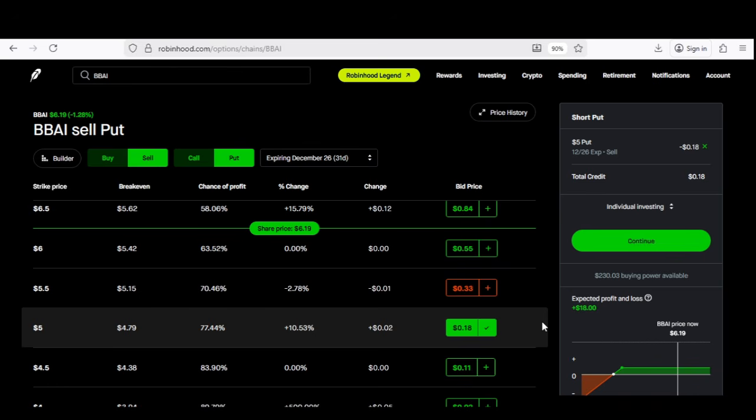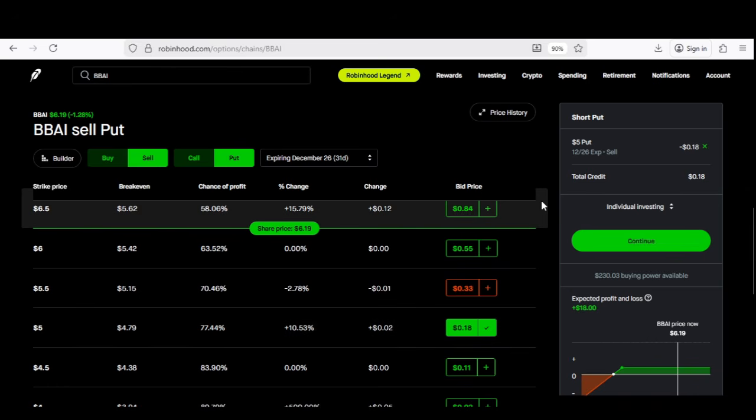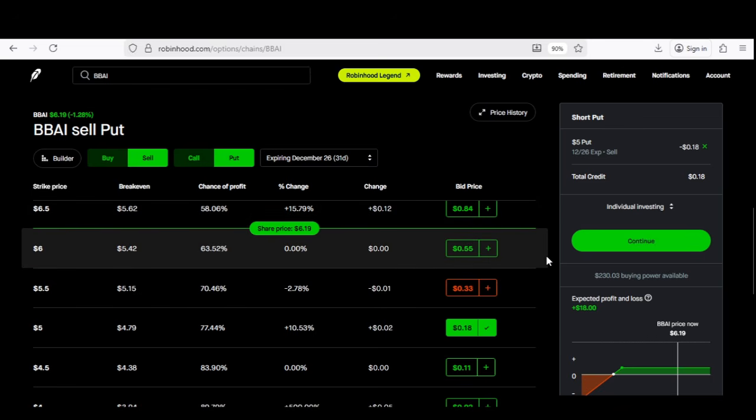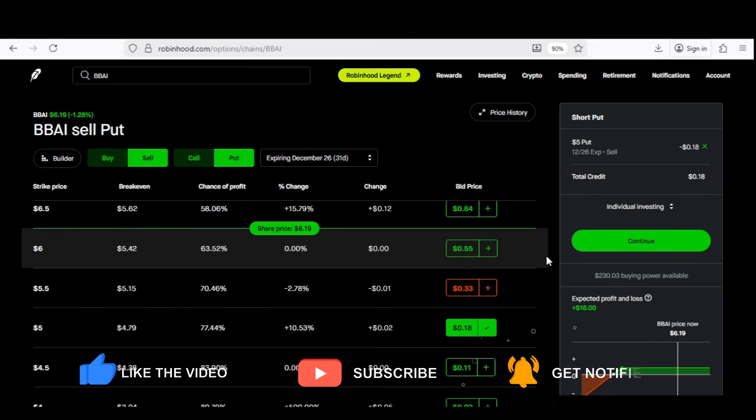A 3.6% return in a month is a very lucrative investment. If you compound that 3.6% over 12 months, you're going to see you're going to outpace the S&P 500, which is the benchmark that most people use.